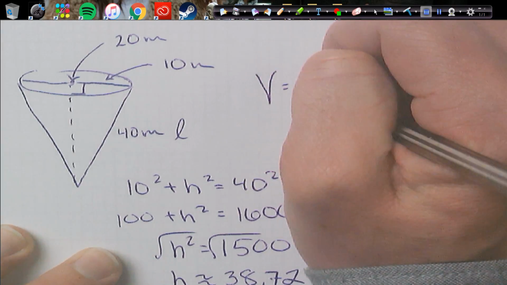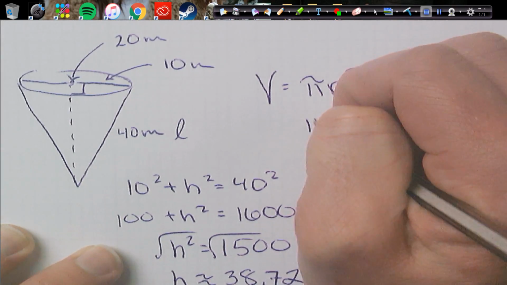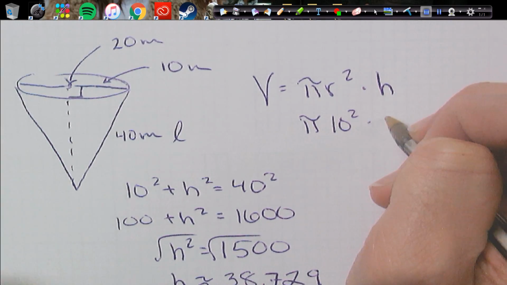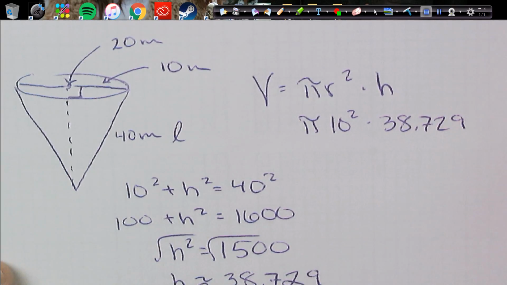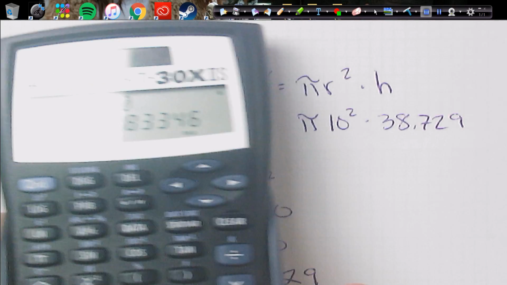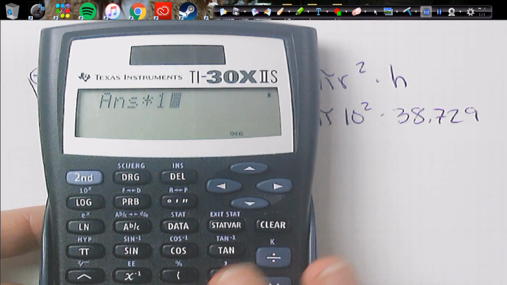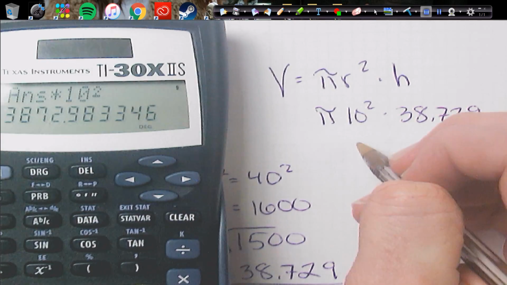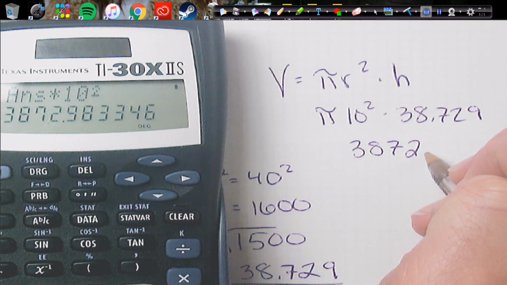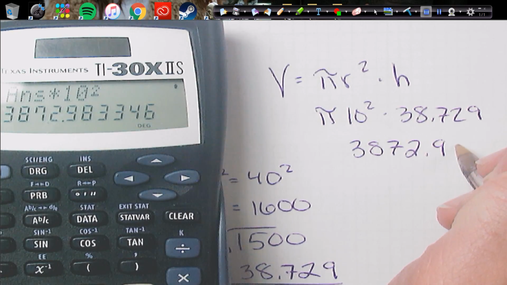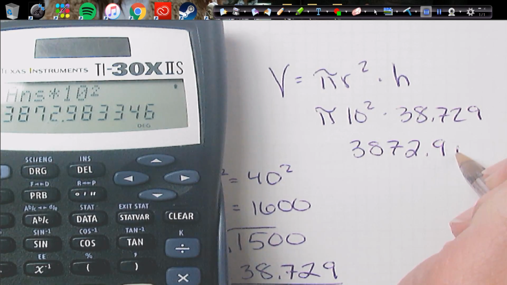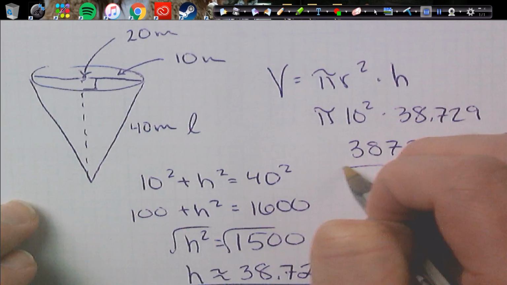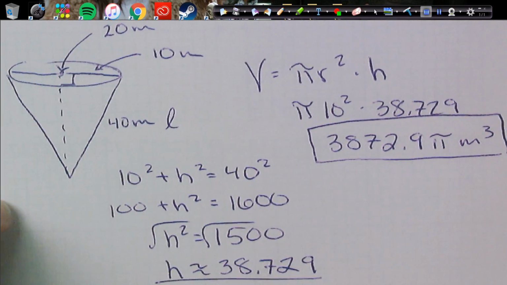Volume equals pi r squared times the height. Remember, right here it's 10 squared times the height of 38.729. I actually have it left in my calculator already, so I'm just going to multiply this by 10 squared. And then I'm going to leave that in terms of pi, as you should, and we'll round it to the nearest tenth. And this is in meters, so we got cubic meters. And there you go.